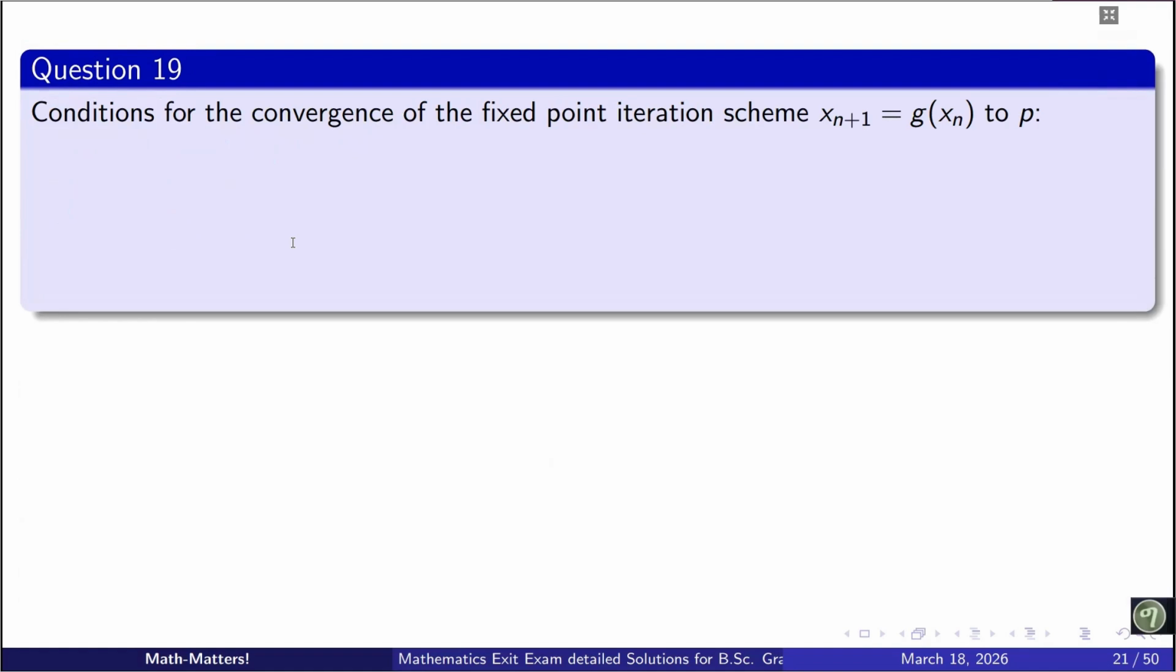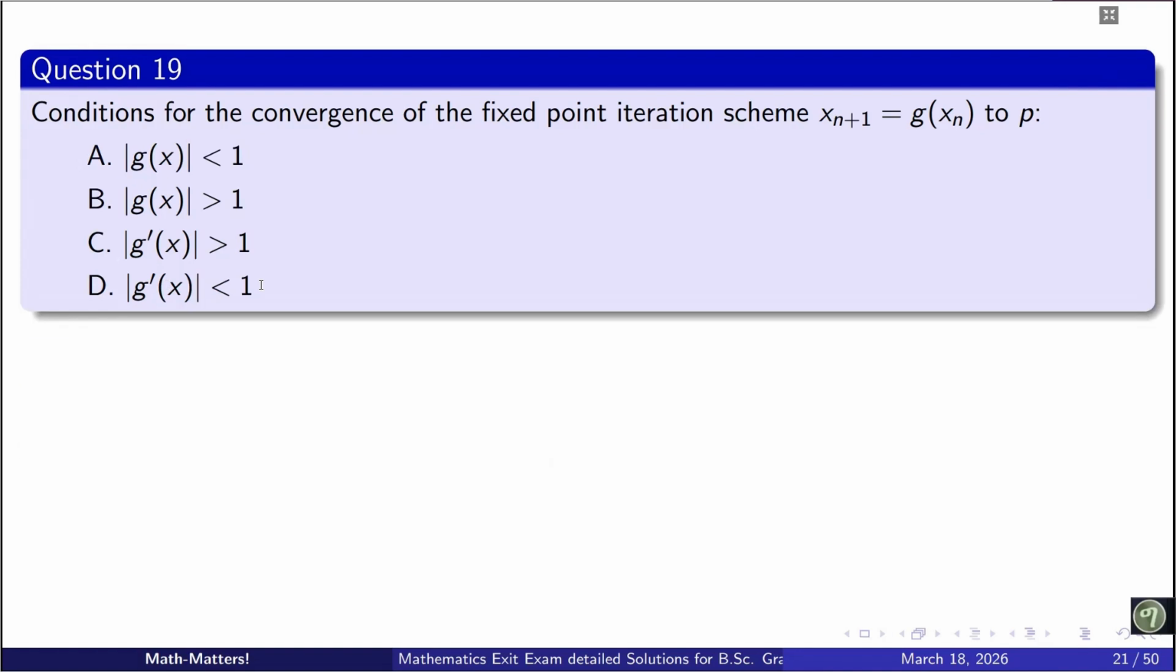Next, conditions for the convergence of fixed point iteration scheme. Whenever the iterative formula is this one, that is x_{n+1} is equal to g of x_n, the first option is the absolute value of g of x less than 1, the absolute value of g of x greater than 1, the absolute value of g derivative of x is greater than 1, and the magnitude of g derivative of x is less than 1.